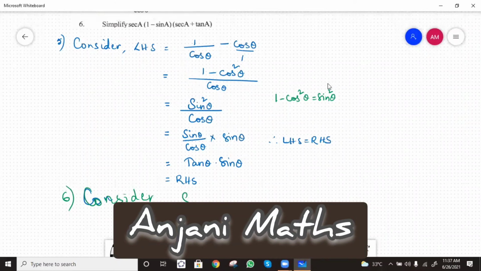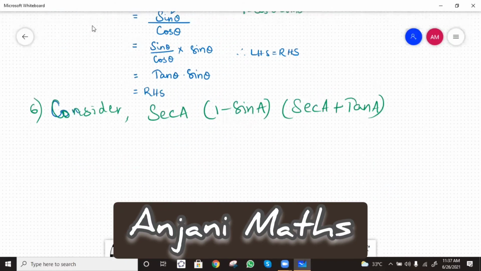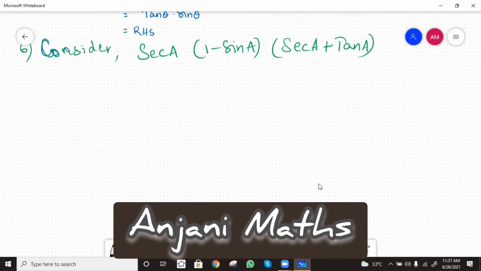So what is that? Secant A into 1 minus sin A into secant A plus tan A. We have to simplify that. They have not said to show it, we have to simplify it.